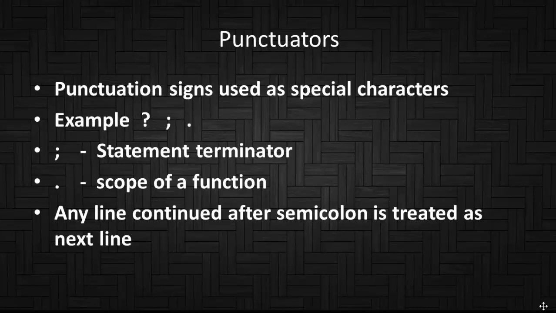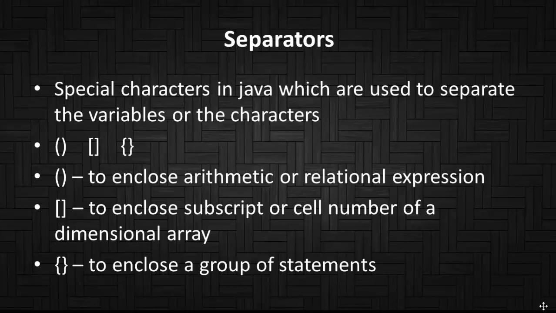Punctuators. Punctuation signs used as special characters. Example, semicolon, statement terminator. Dot, scope of a function. Any line continued after semicolon is treated as next line. Separators. Special characters in Java which are used to separate the variables or the characters: parentheses to enclose arithmetic or relational expression, square brackets to enclose subscript or cell number of a dimensional array, braces to enclose a group of statements.